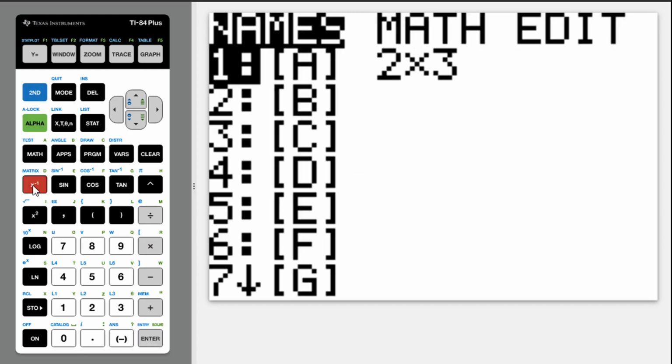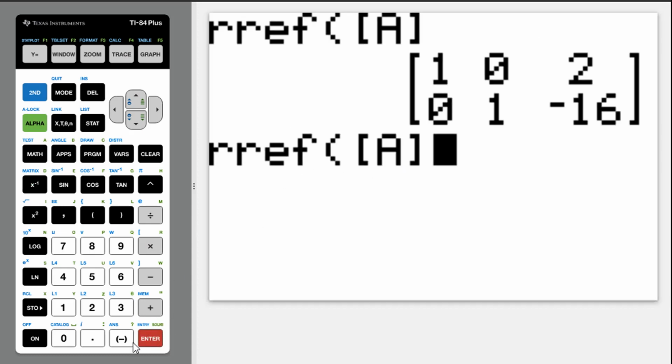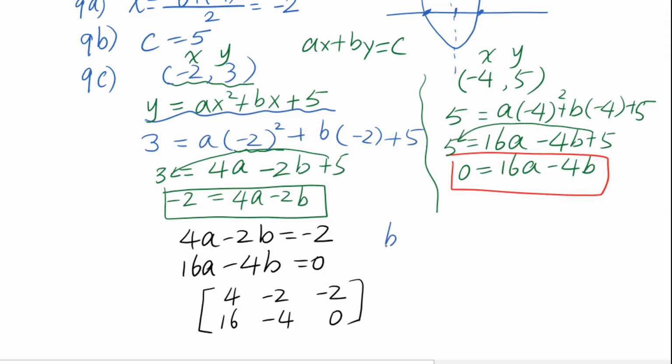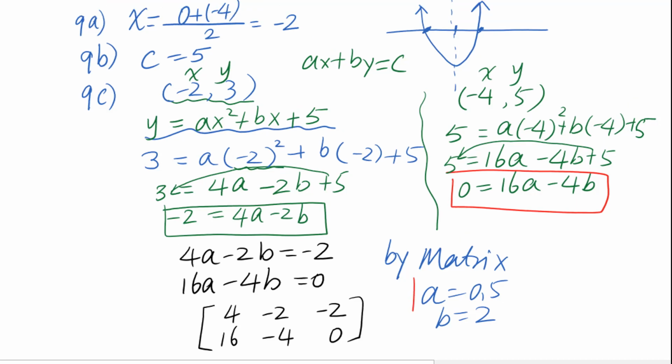Go back to matrix again. Enter. Pull this a out. Enter. So you have a equals 0.5, b equals 2. Write down "by matrix." a equals 0.5, b equals 2. So this is the answer for a and b.